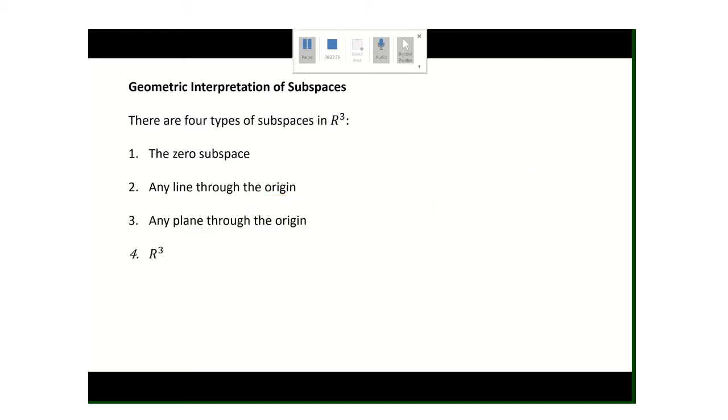What about R3? Well, in R3, it's similar, but there's only 4 types of subspaces. We again have the zero subspace. We have any line. We have any plane through the origin. And any plane through the origin is the span of any 2 vectors not parallel. Okay? So any 2 vectors form a plane. And then we have R3, the entirety of the space. So in R3 there are only 4 types of subspaces.